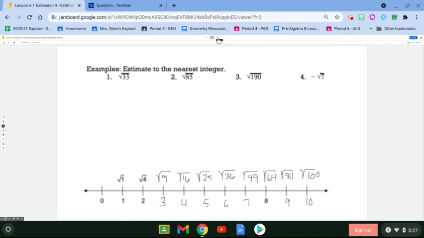All right, let's try a couple of these now. Let's take a look at these examples, find the perfect roots one above and one below, and estimate each one of these non-perfect roots to the nearest integer. The square root of 33 would fall in between the square root of 25 and the square root of 36. So I'm going to write that down: square root of 25, square root of 33, which is the one we care about, and the square root of 36.